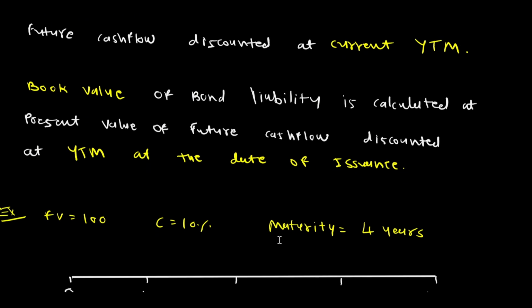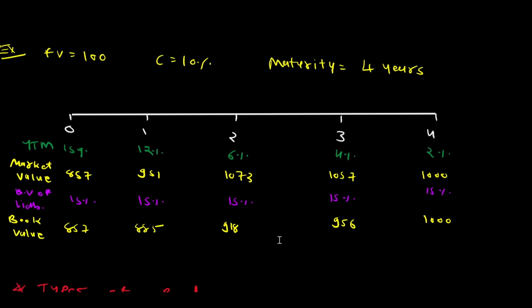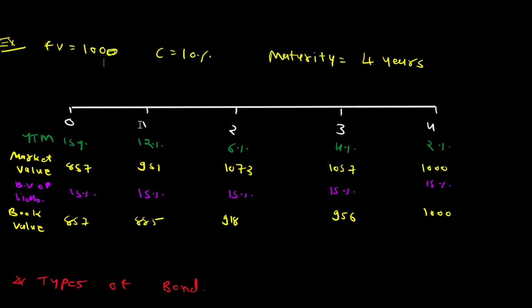Let's understand more deeply with this example. For example, I issue a bond worth 1,000 face value. 10% is the coupon rate. Maturity is 4 years. So the YTM is 15% on the issuance, 12% in the first year, 6% in the second, 4% in the third, and 2% in the fourth year. This is a very large fluctuation. This type of fluctuation doesn't generally happen, but this is just for the sake of understanding.